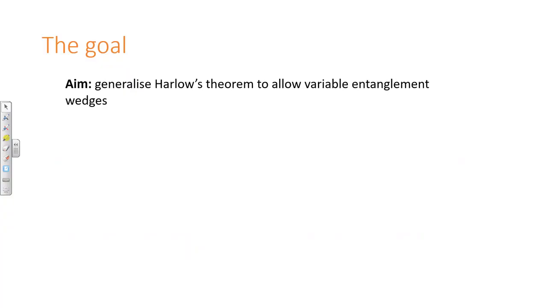Okay, so the goal of this talk is going to be to generalize Harlow's theorem, which is a really beautiful theorem, one of the coolest results in my mind in the last 5-10 years, to allow the entanglement wedge to be different for different states, to allow this much more general class of things. So this is going to give us a richer class of quantum error correcting codes, because we can have quantum error correcting codes where the complementary recovery depends on the state. I'll define what that means in a bit.